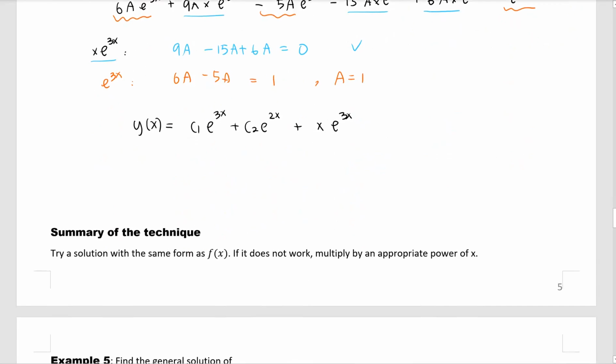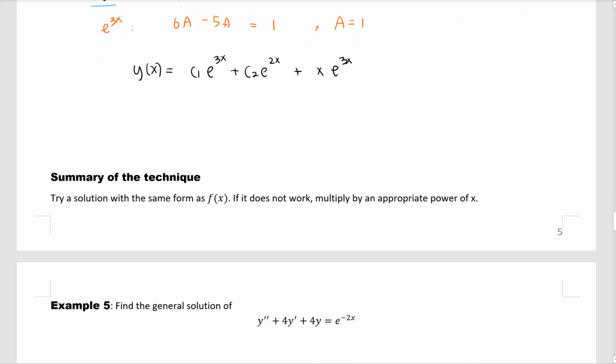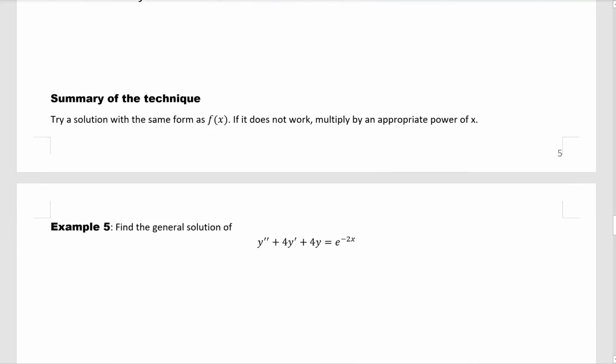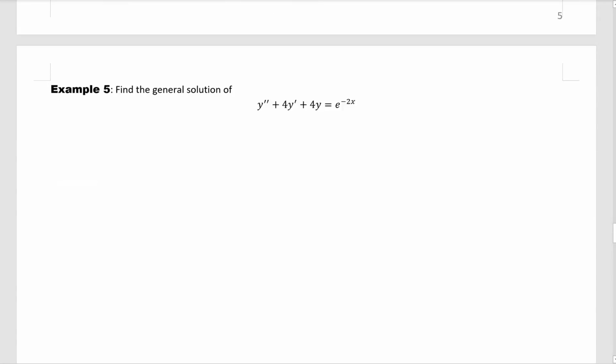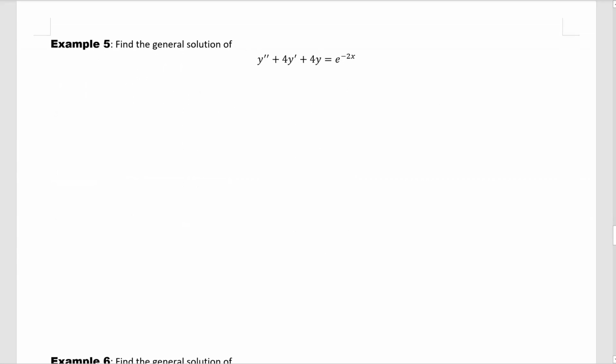Okay. Oh, yeah. I also put a summary of techniques. Try the solution with the same form. If it does not work, multiply by the appropriate power of x. And yes, we multiply by x to the multiplicity of the corresponding roots in the characteristic equation. Okay.